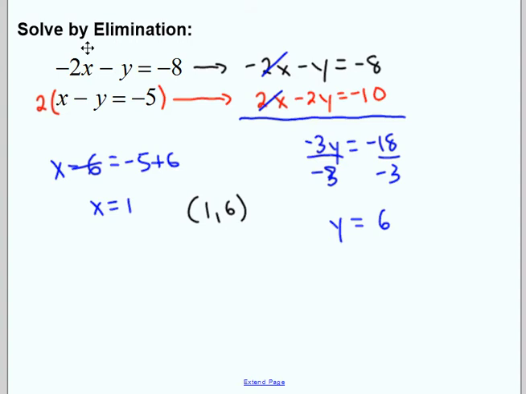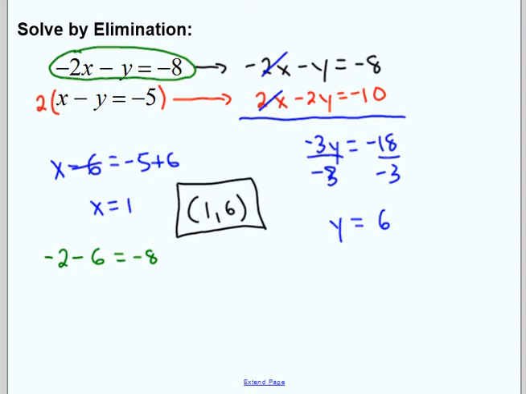Before I box it in, I'm going to check it. I'm going to go back to the equation that I didn't use, this one right here. And I'm going to put 1 in for x. So -2 times 1 would be -2. That's going to be minus y, which I'm saying is 6. -2 minus 6 is -8. Boom. I feel good about that answer, so I box it in. Guys, it's really that easy.